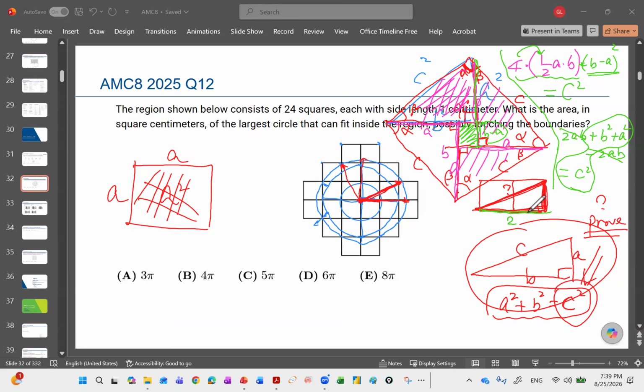So we use this kind of information here. This side is 2 and this side is 1. So what about this side? Let's suppose that is R, okay? So 1 squared plus 2 squared equals R squared.